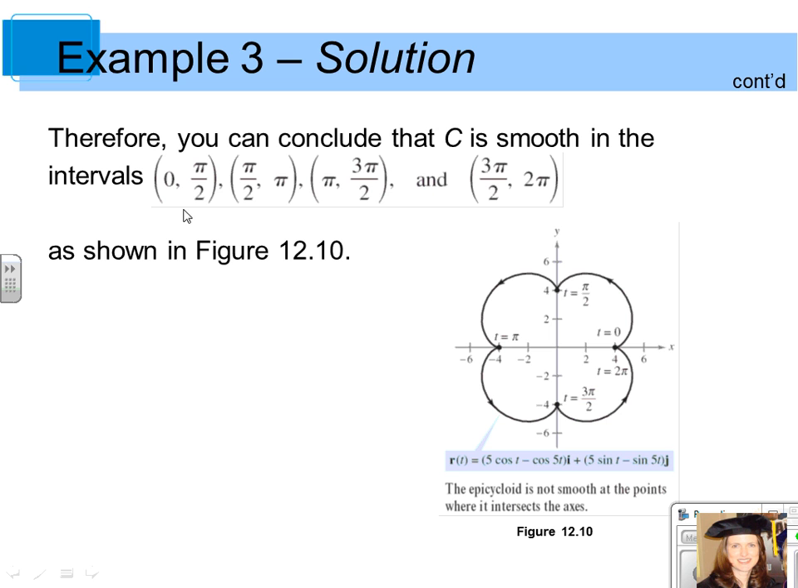Now, because those pi over 2, pi, 3 pi over 2, and 2 pi are the values of t where r prime is equal to 0, we say that it's smooth everywhere in between those intervals. And this is a graph of the epicycloid. We say it's not smooth at the points where it intersects the axes.